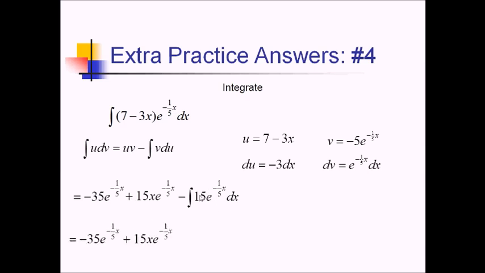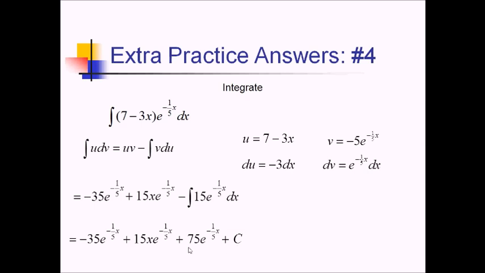So this is going to be 15e to the negative 1/5 x times negative 5, the reciprocal of negative 1/5. So that's going to end up, and I've already got a negative out here, so that ends up being positive 75e to the negative 1/5 x. And we have a plus c that we don't want to forget about.